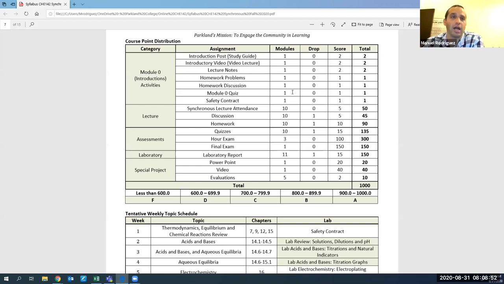Each module will have three different ways to get points. The first one is attendance to class. You come to class, I'm going to have some poll questions and you answer them, and that's the way for me to keep up on who's coming and who's not. That's very simple. It's not really about getting them right, just about participating. The second thing you're going to do, and actually these two things, discussions and homework, are sort of similar. So what are discussions? Let me stop sharing for a second.